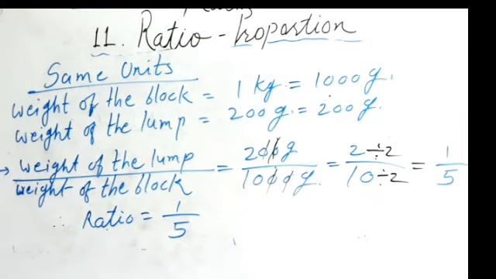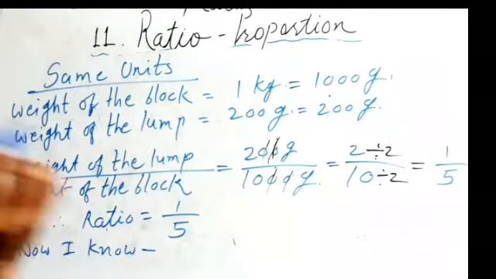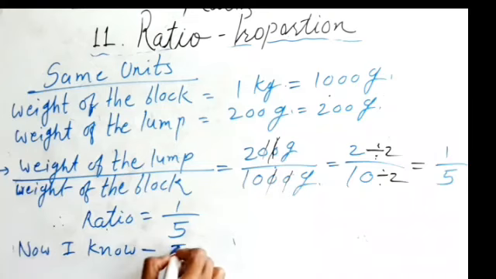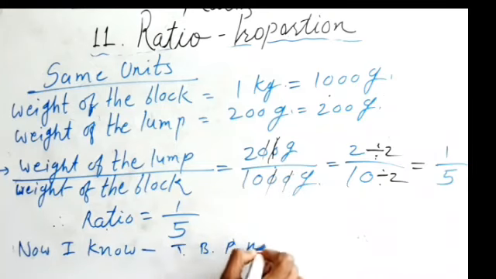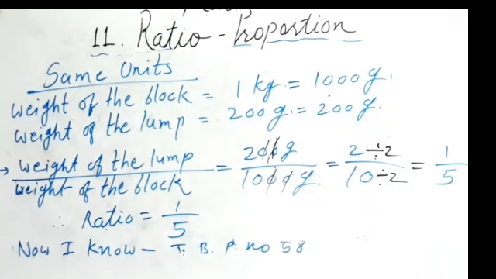So this way you can note down this example in your notebook. Also you have to write what is given in the textbook, page number 58. What is that? When finding the ratio of two quantities of the same kind, their measures must be in the same units. So this way you have to remember this important point that their units must be the same.